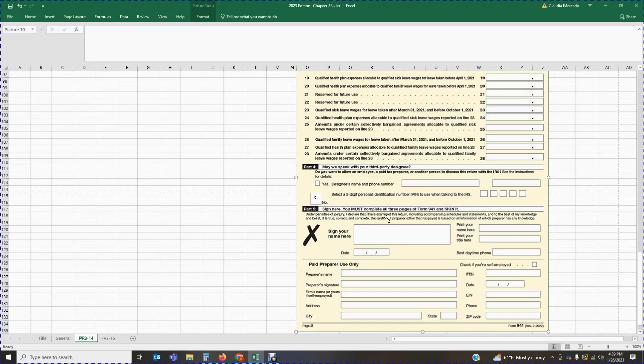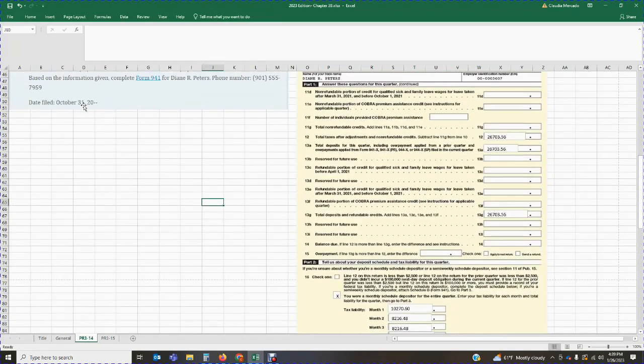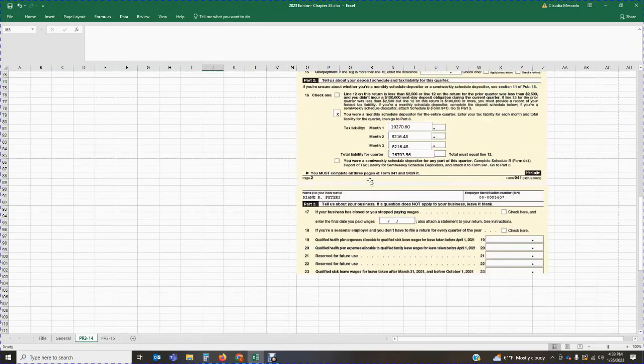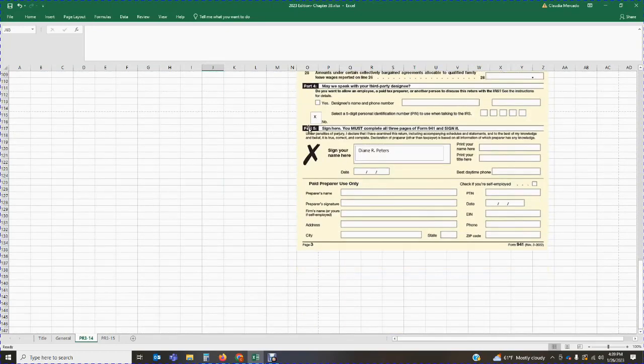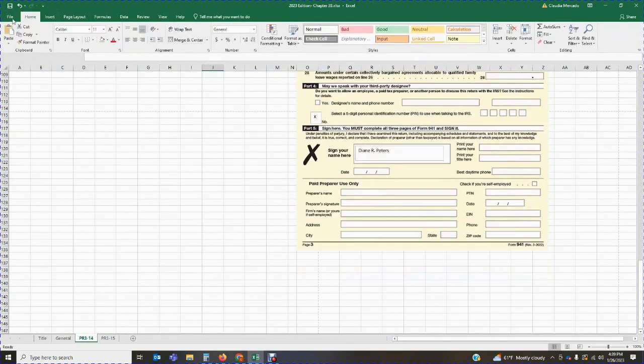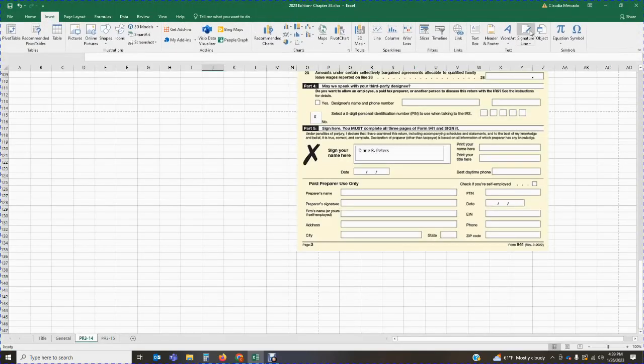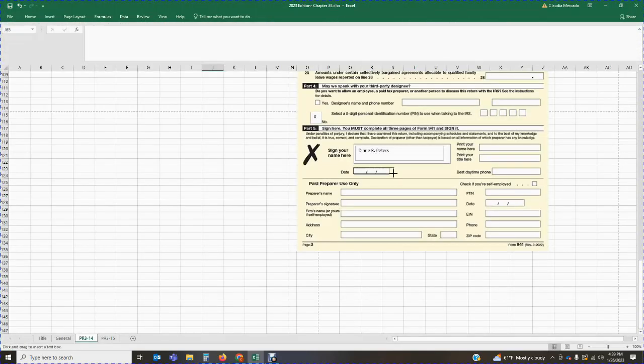And then we have to sign the form. Okay, and this is Diane R. Peters. We have to date the form according to the problem. Look at the information provided. The date filed, October the 31st. So we're going to go ahead and enter that date, 10/31.